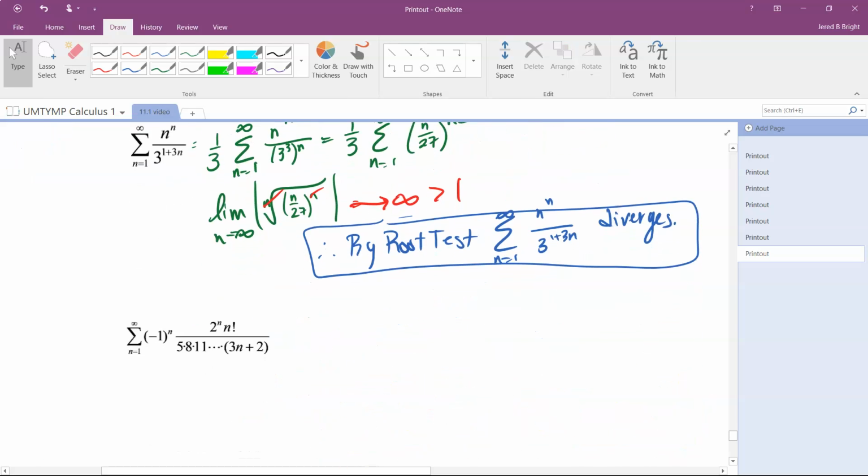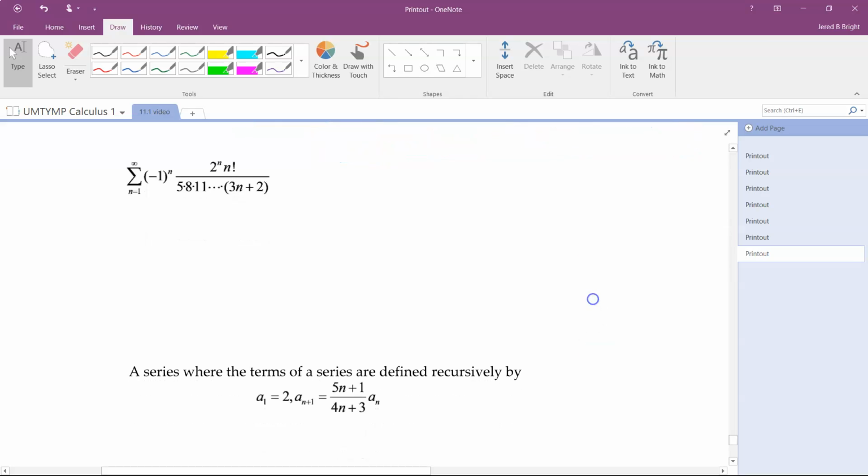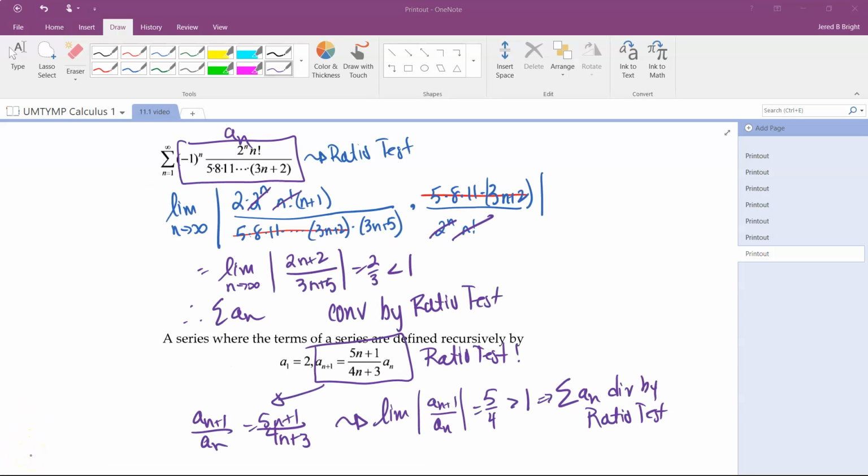Okay, for the next two, I want you to pause the video and try them out. So this one, again, maybe it's prudent to write it out first a little bit or condense the notation. And the second one, that one you might have to scratch your head a little bit on. But I think everything is there for you. Resume the video when you're ready to see the solutions. And here are the answers.